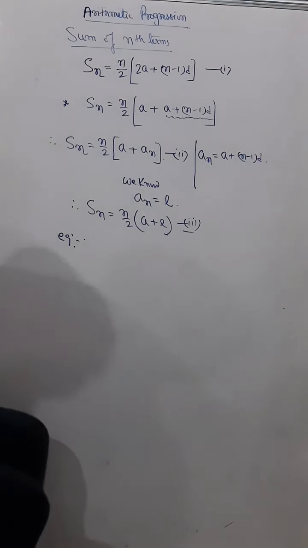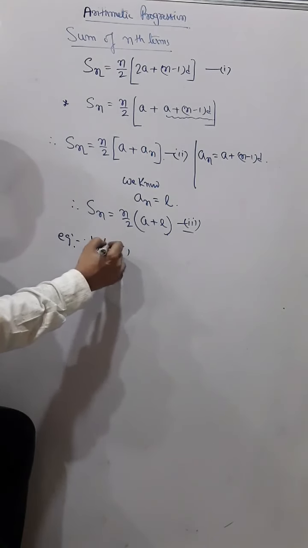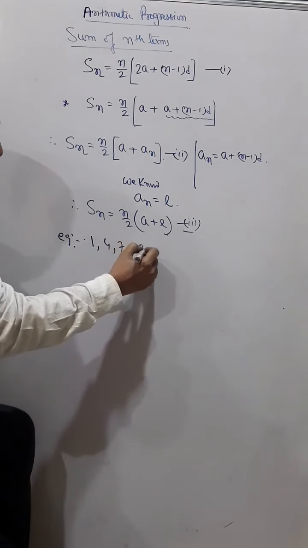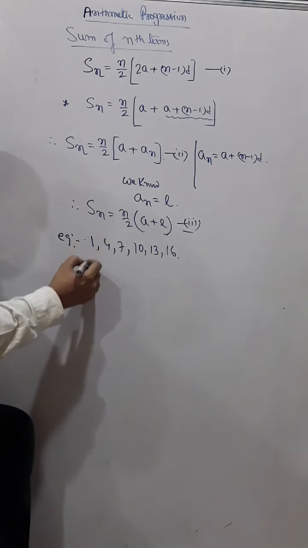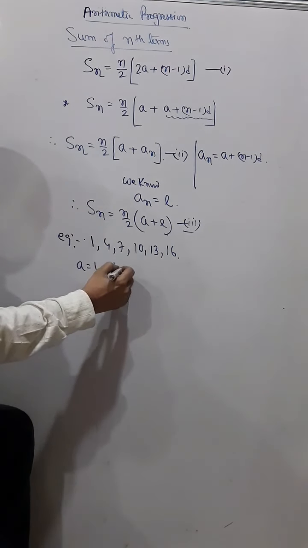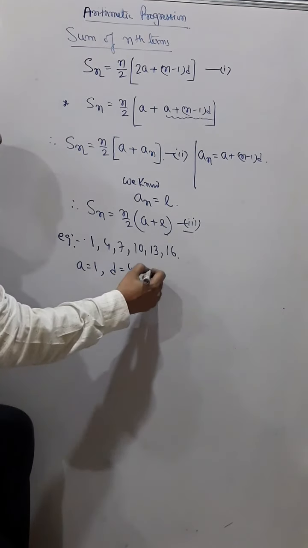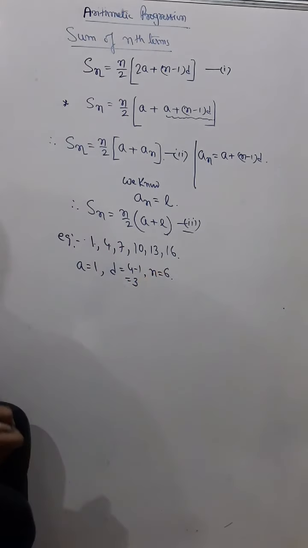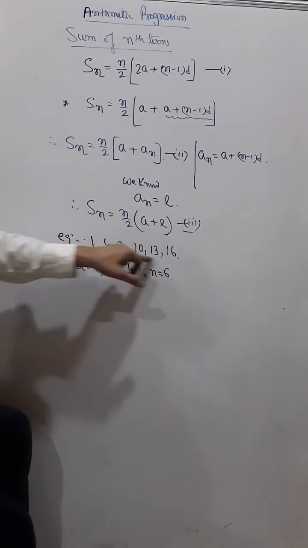Suppose I take this AP: 1, 4, 7, 10, 13, 16. Here a is the first term, and the common difference is 4 minus 1, that is 3. And how many terms are there? 1, 2, 3, 4, 5, 6 terms. So by using this formula we'll see how to get the sum of these terms.